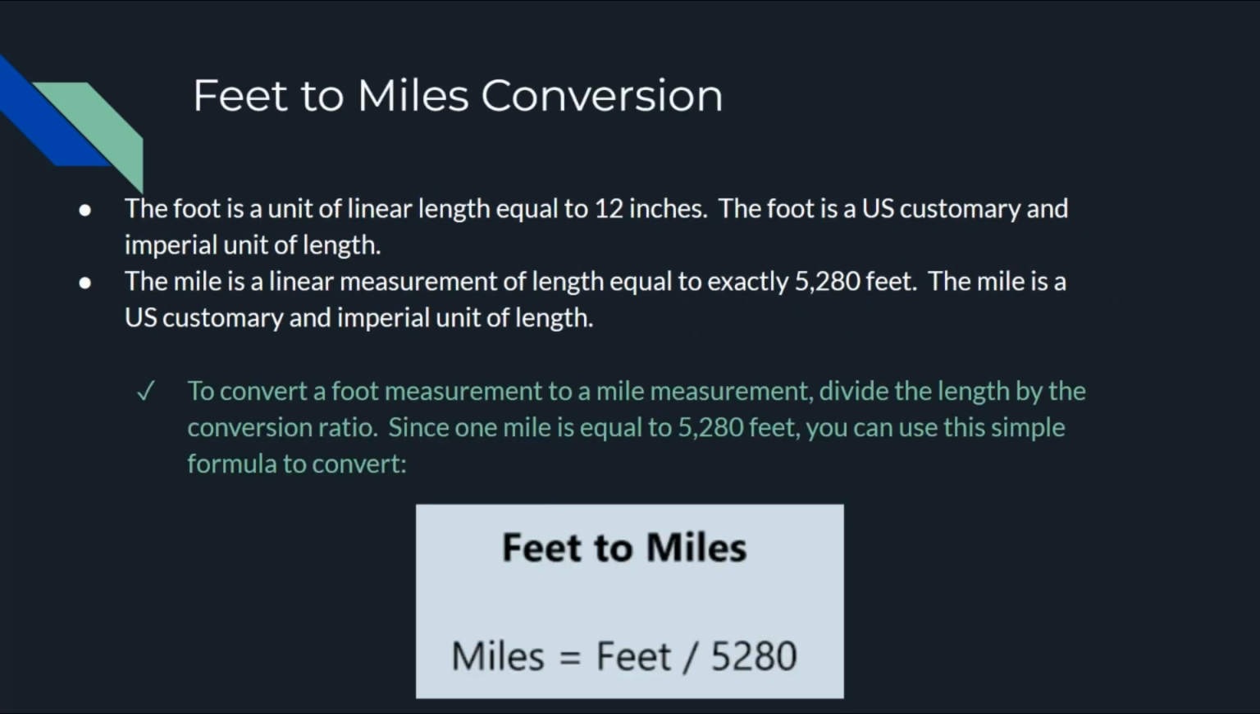The foot is a unit of linear length equal to 12 inches. The foot is a US customary and imperial unit of length. The foot is most commonly measured using either a standard 12-inch ruler or a tape measure, though there are many other measuring devices available. Feet are sometimes referred to as linear feet, which are simply the measurement of length in feet. The mile is a linear measurement of length equal to exactly 5,280 feet. The mile is a US customary and imperial unit of length. To convert a foot measurement to a mile measurement, divide the foot value by 5,280.